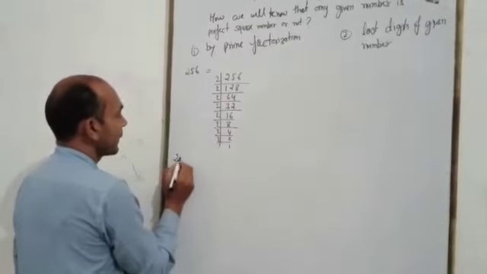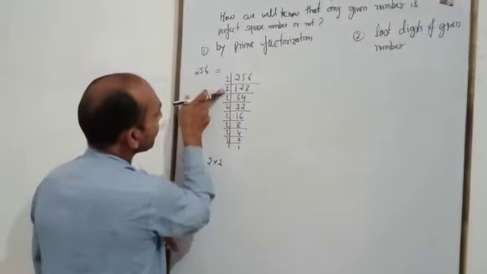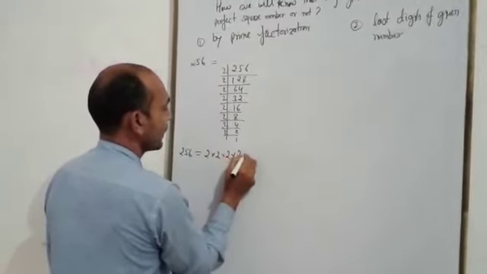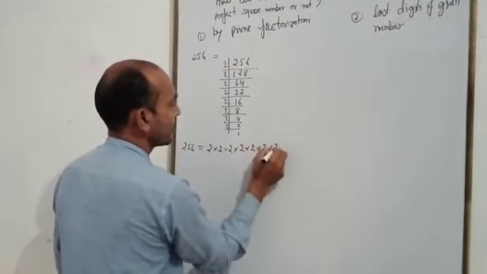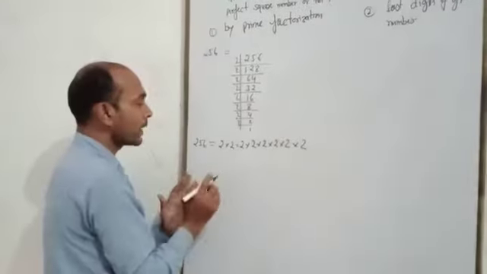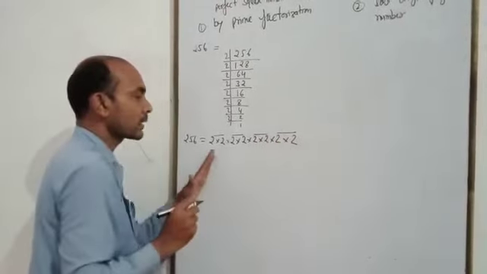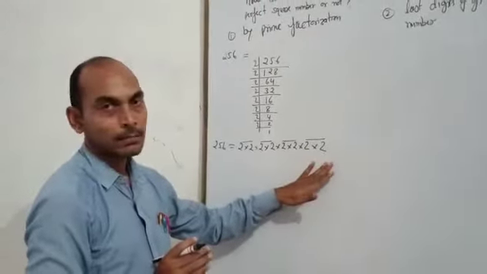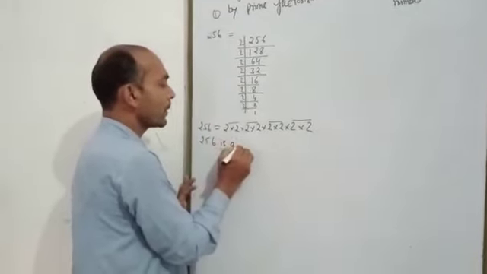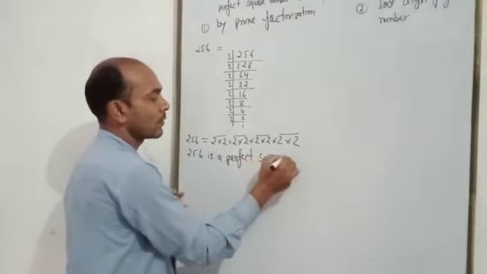So 256 we can write like that: 2 multiplied by itself how many times? 1, 2, 3, 4, 5, 6, 7, 8 times. After factorization we have to make pairs of similar digits. Now see, here all the pairs are properly made. That's why 256 is a perfect square number.